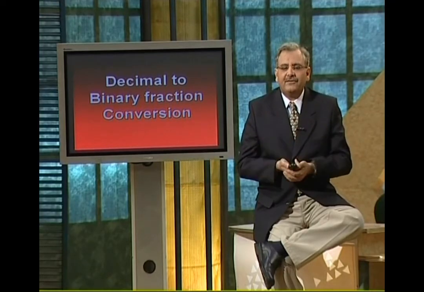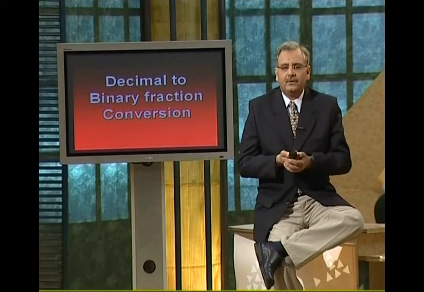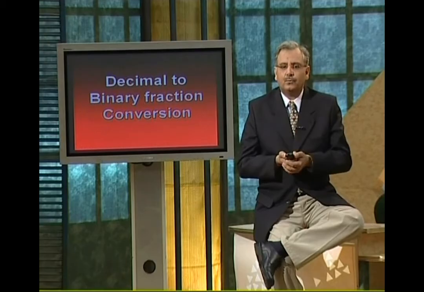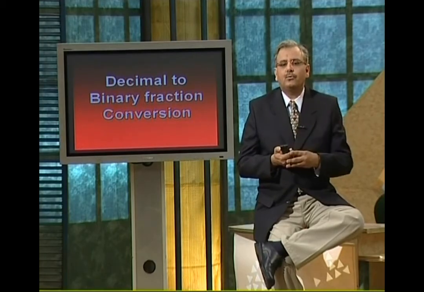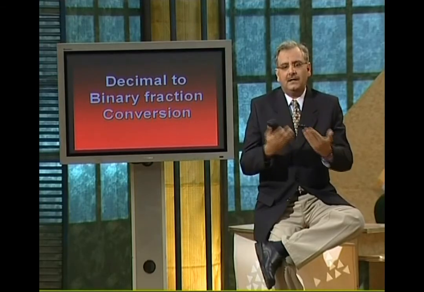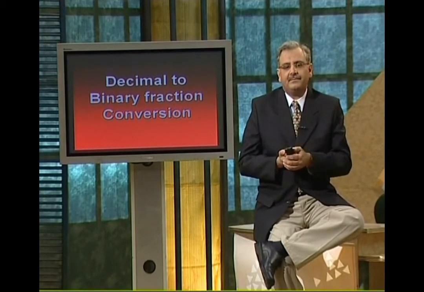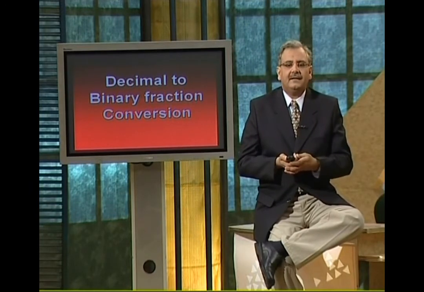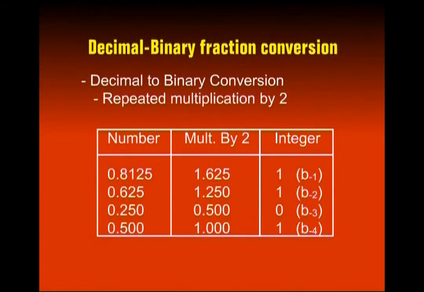So you keep on noting the integer part, and you keep on multiplying the fraction part by 2. Ultimately, the fraction part becomes 0. So that means the conversion has to stop. You have completed the conversion. So if you write out the integer parts that you had saved, that gives you the binary representation of the decimal fraction. Now, let's have a look at the conversion. Converting fractions from decimal to binary requires repeated multiplication by 2.